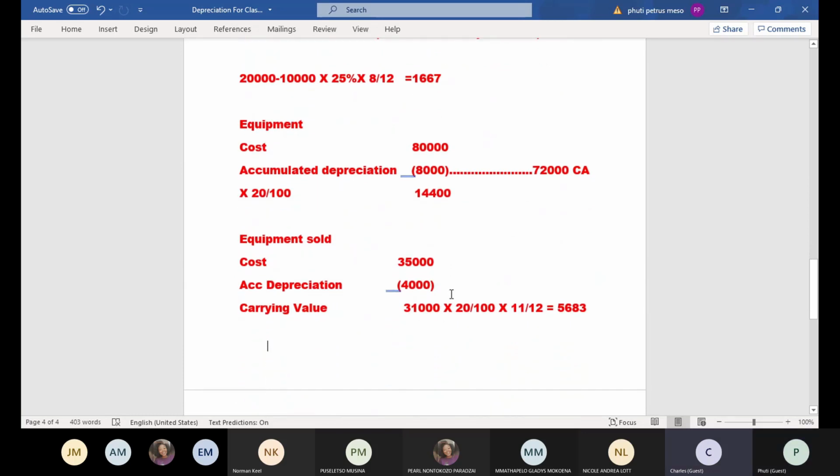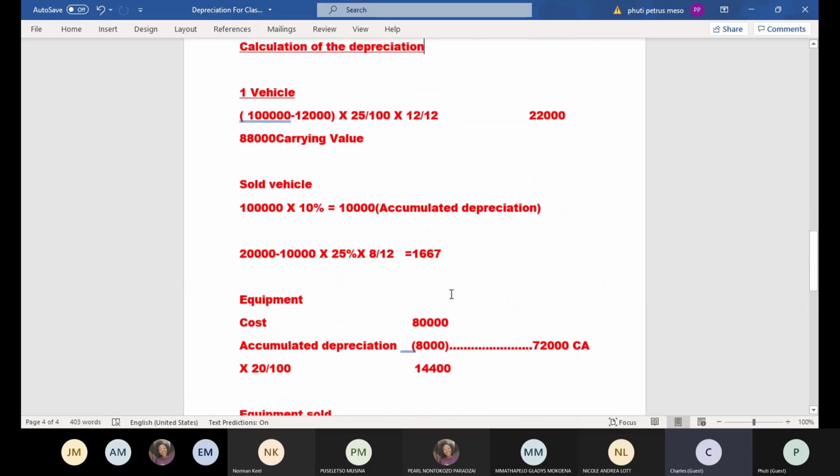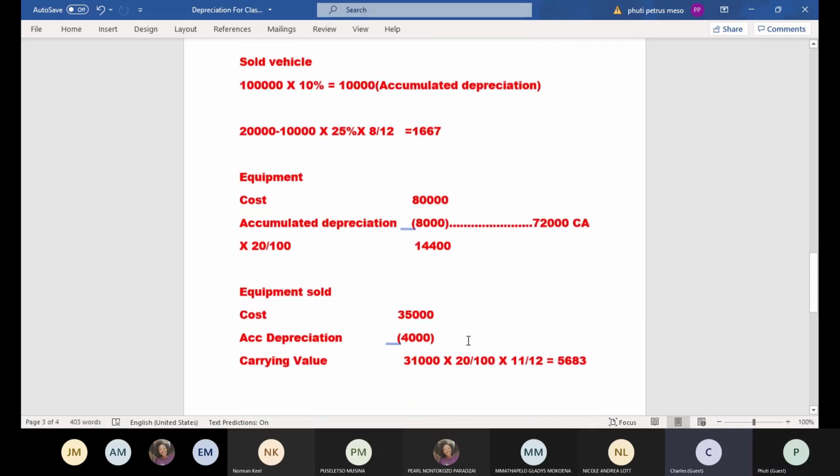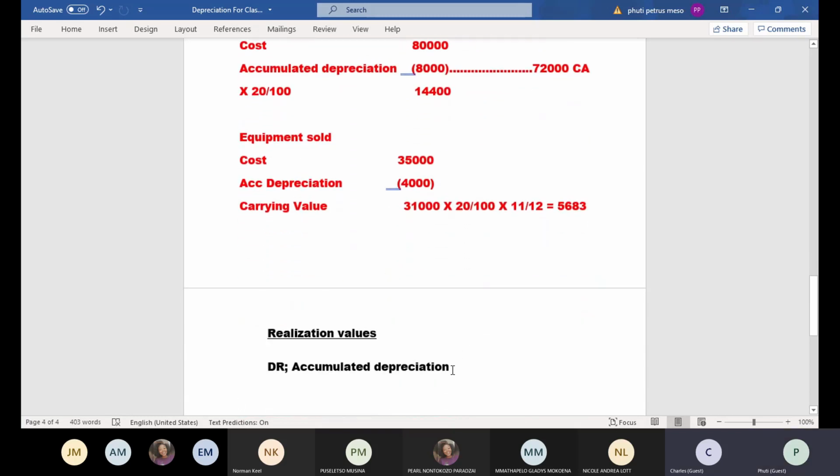Okay, to the vehicle, the vehicle's calculations. Would you not say the accumulated depreciation for the sold vehicle was 10,000 plus that 1,667? Yes, the total will then be 11,667 that you would debit. Is that not it? If I'm wrong, please help me. No, I don't think you're right as well. So you said it's 1,000.